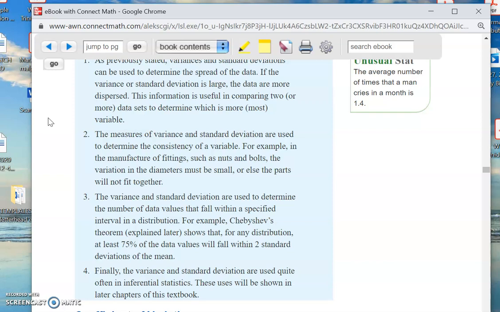Otherwise, whatever your parts are, they won't be able to be assembled to make the components, and then the components won't be able to be assembled to make the system, and then the system won't be able to be assembled to make the final unit, whatever it happens to be. So that's why you want it to be as consistent as possible. So you want the variance to be as small as possible, okay?